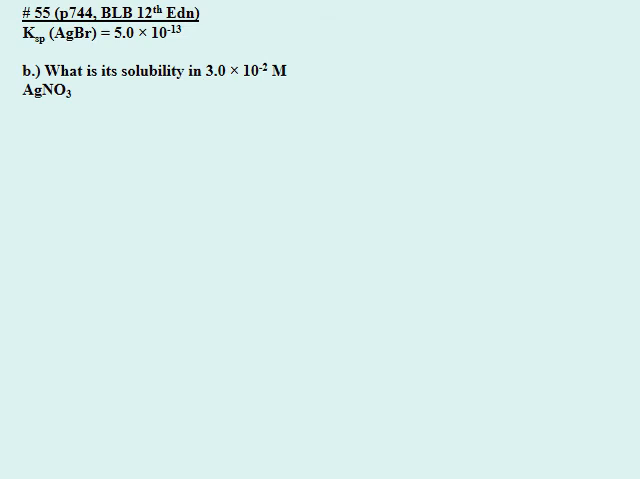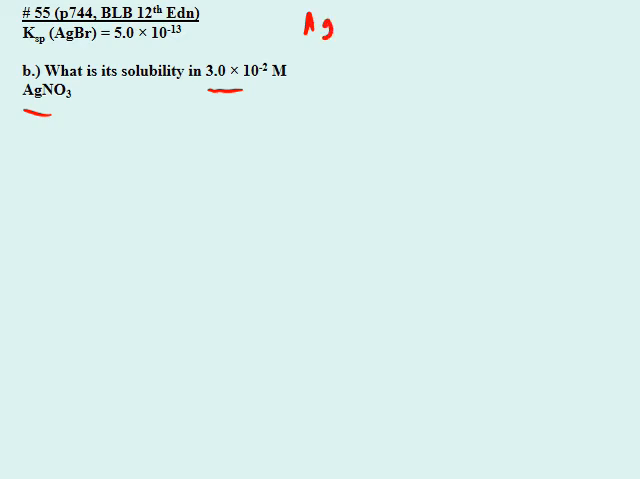Now we are going to do this similar problem, but slightly different from the previous problem. In this case, you already have 3.0 times 10 to the negative 2 molar silver nitrate. And we'll find out what would be the solubility of silver bromide when silver nitrate is already there. Now what does silver nitrate do? So let's just write down a simple step.